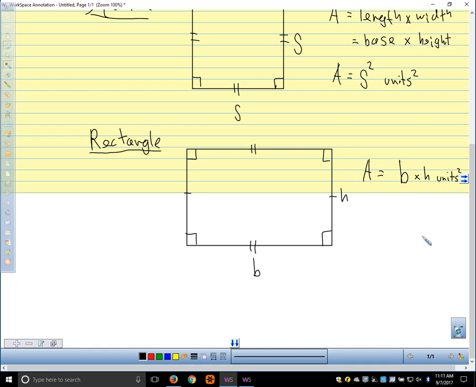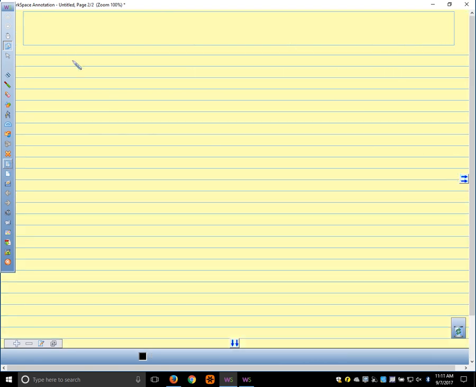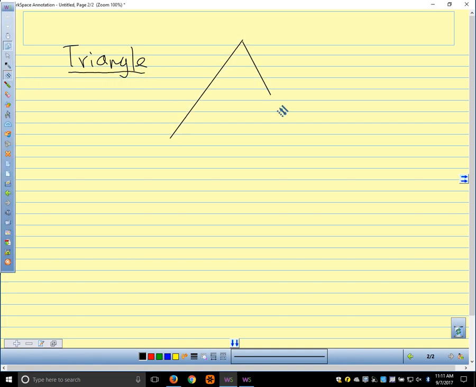And our perimeter, just add up all the sides around the outside. Okay, let's move to our next shape. Are we good with a rectangle? How about a triangle? So let me draw a generic triangle. Nothing special, no special kind of triangle here.